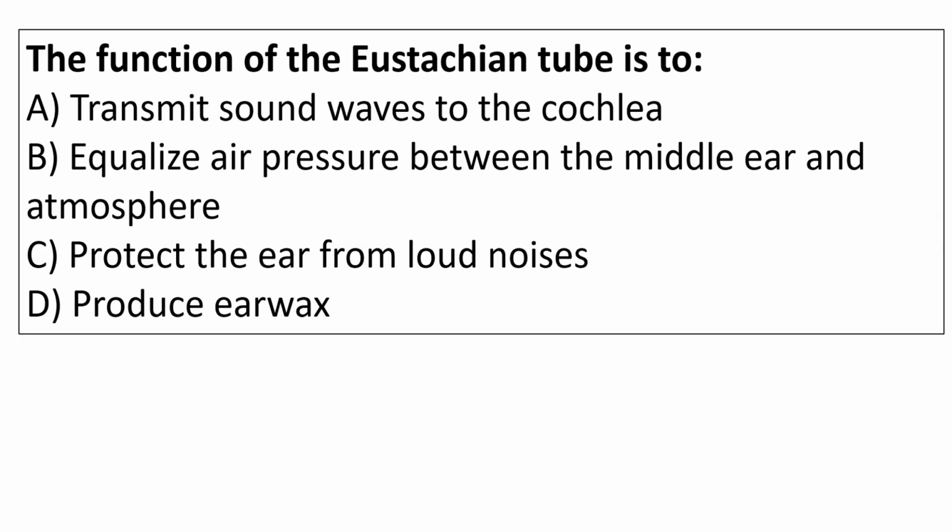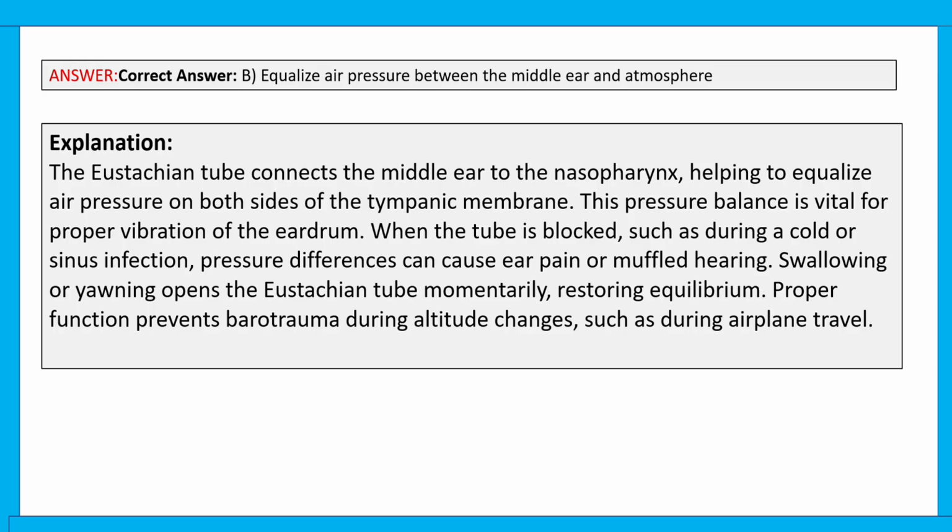The functions of the eustachian tube are to transmit sound waves to the cochlea, equalize air pressure between the middle ear and atmosphere, protect the ear from loud noise, or produce air bubbles. The right answer is option B, equalize air pressure between the middle ear and atmosphere.